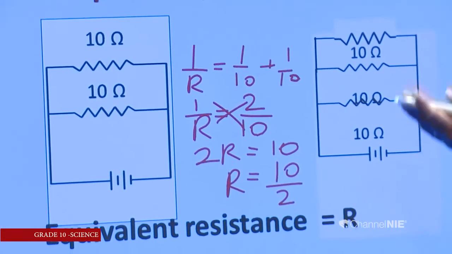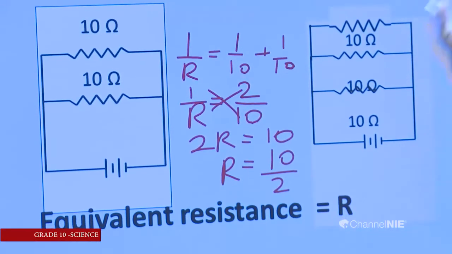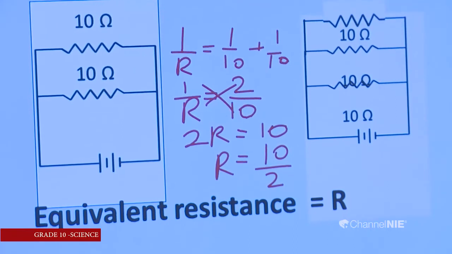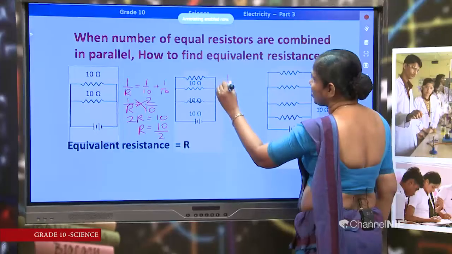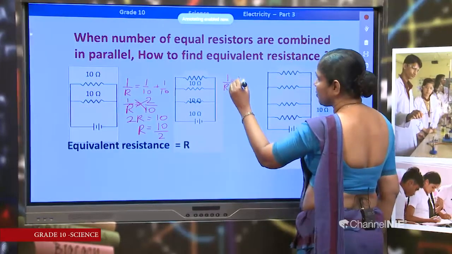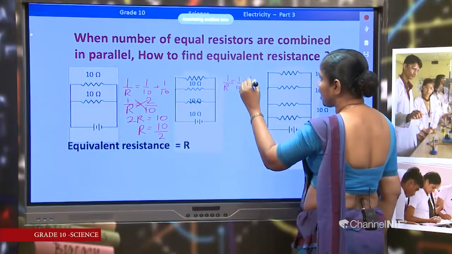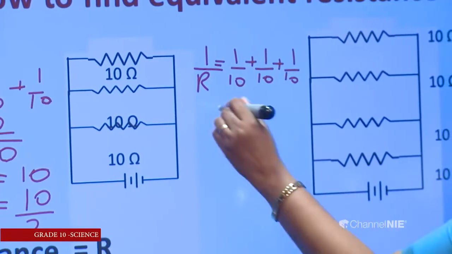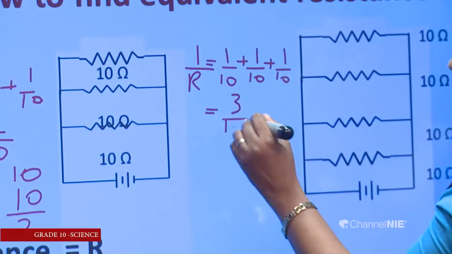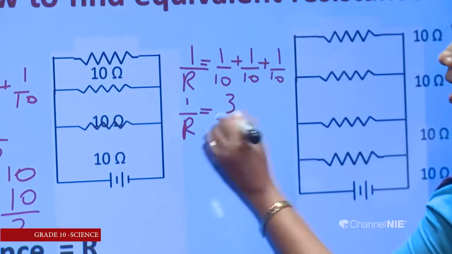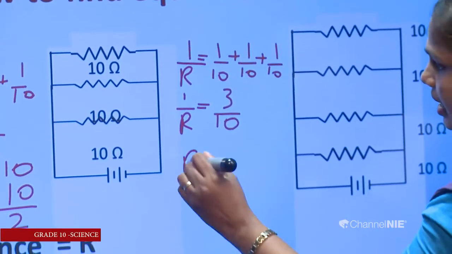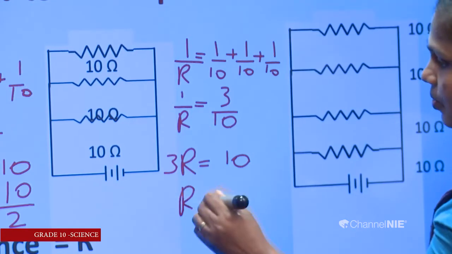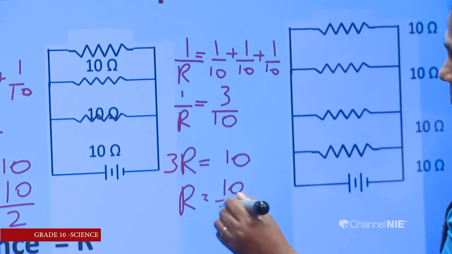Here, there are 3 equal resistors of 10 ohm each, right? Then how do we get the equivalent? 1 over R equals 1 over 10 plus 1 over 10 plus 1 over 10. See, then 3 over 10 equals 1 over R. Then 3R equals 10, so R equals 10 over 3.